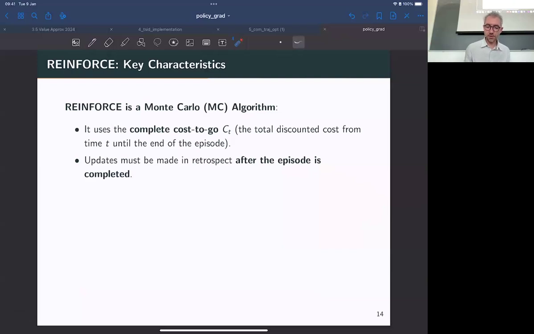So let's try now to see in more detail how this REINFORCE algorithm works. So it's a Monte Carlo algorithm. We already said that. It uses the complete cost to go of an episode to do the update of the policy parameters. And the updates, as in all Monte Carlo methods, must be made at the end of the episode because you need to have the complete cost of the episode to compute the policy gradient.